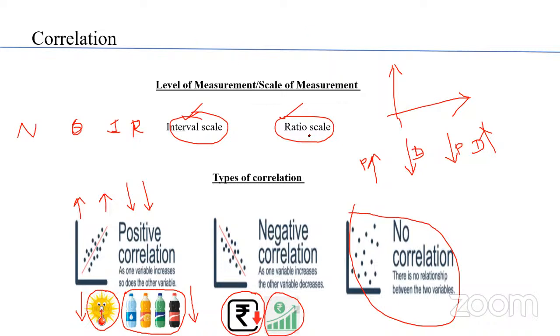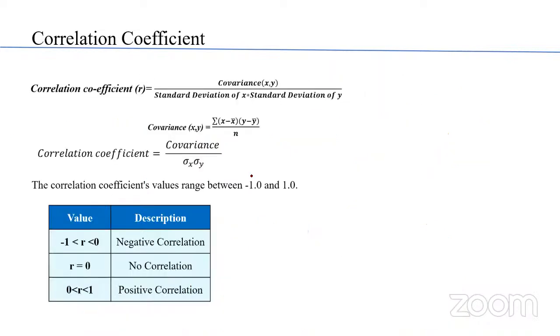Okay, so this is what positive correlation, negative correlation, and no correlation are. If you take the temperature as well as the stock market, probably they will not have any relation. So that is called the no relation case, as there is no relation between the two variables, right?